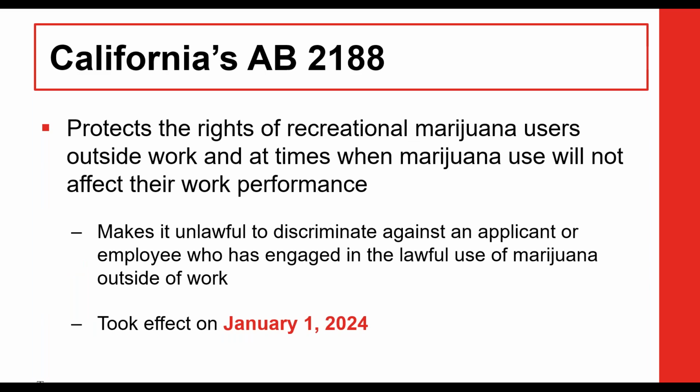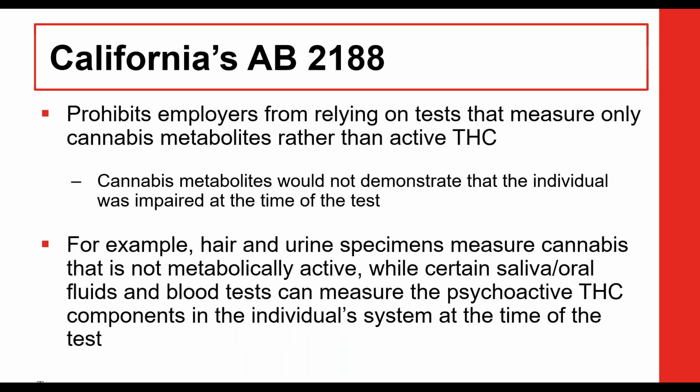So again, they do protect the rights of recreational marijuana users outside of work, and at times when marijuana use will not affect their work performance. And they also make it unlawful to discriminate against an applicant or an employee who has engaged in the lawful use of marijuana outside of work. And this new law did take effect on January 1st of 2024. But California also does something different.